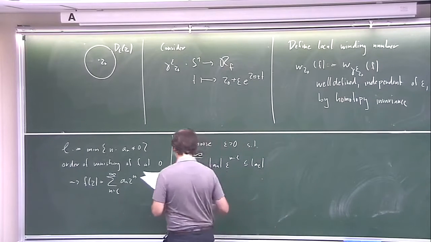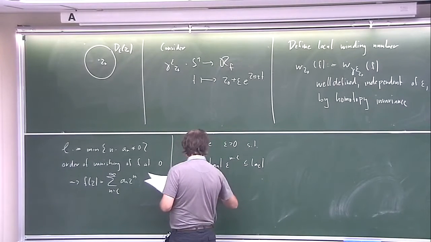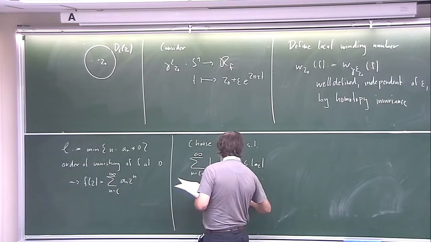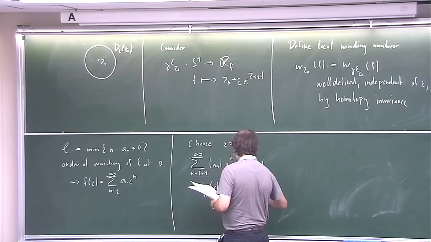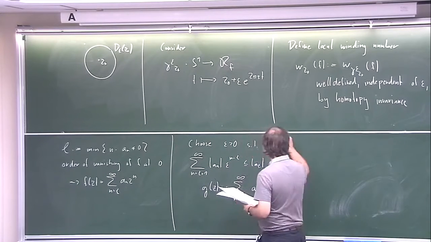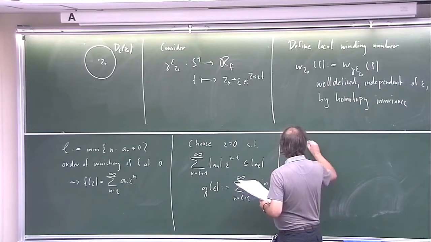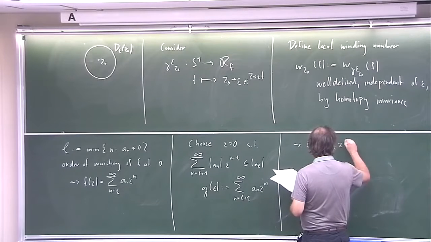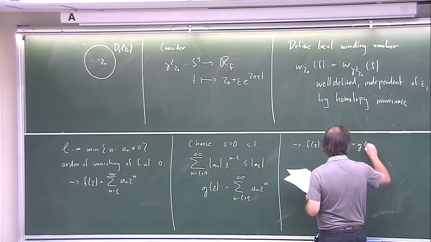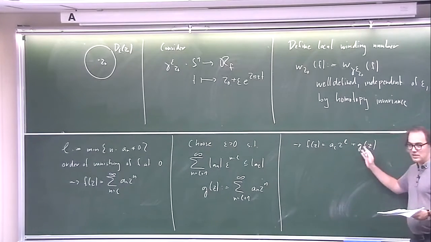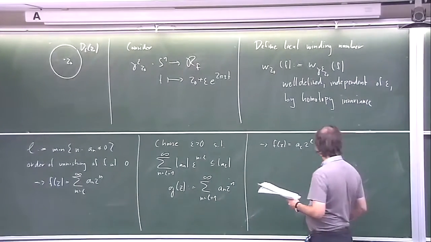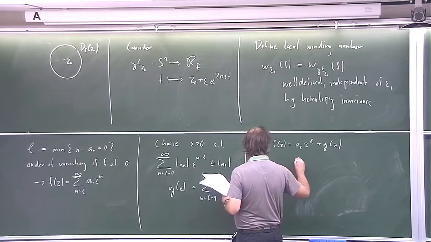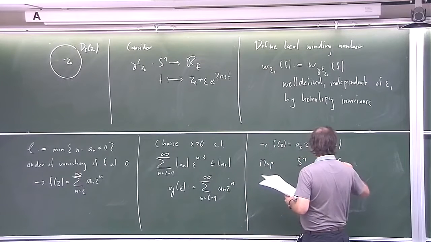And then abbreviate g of z as the sum from n equals L plus 1 to infinity of a_n z^n. So I can write f of z as a_L z^L plus g of z. And g is small, so I basically can forget about g. So we have now a map from S1 to S1.